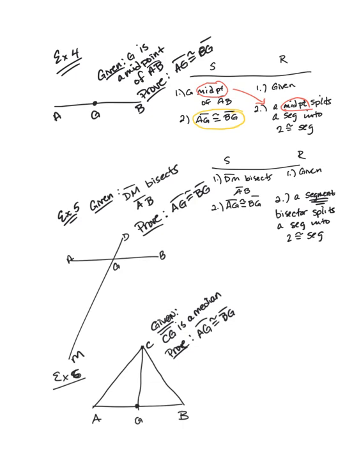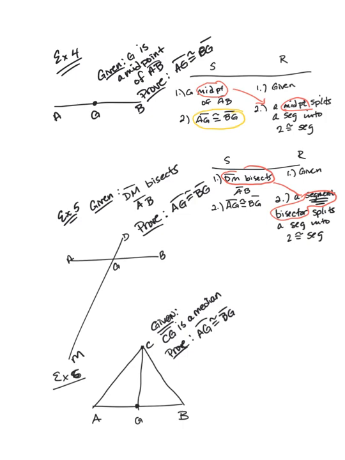So we were given a segment bisector. Now they didn't write the word segment, but you have a segment bisecting a segment. Well, it's a segment bisecting. That's why it's a segment bisector. That goes together.